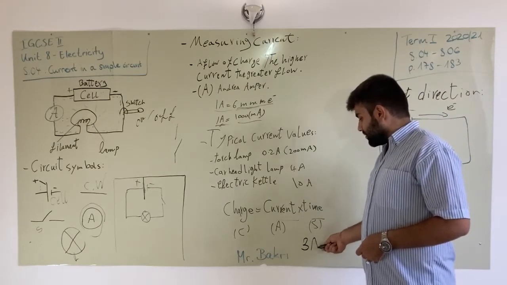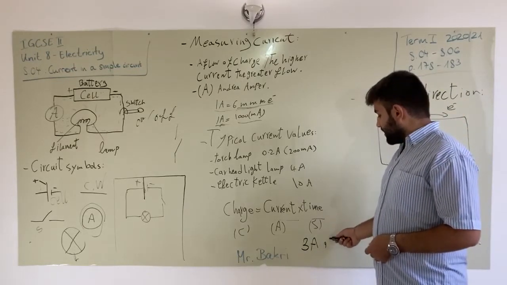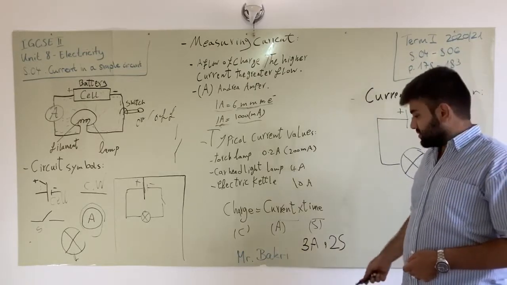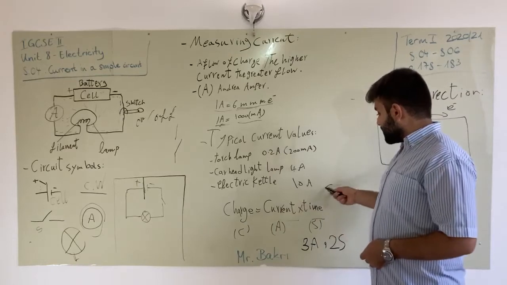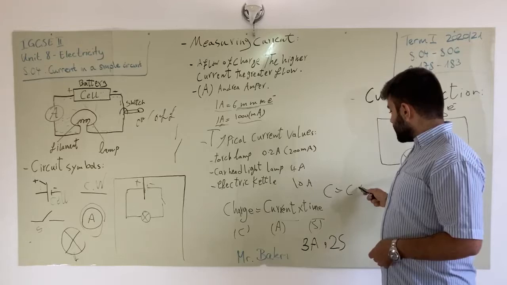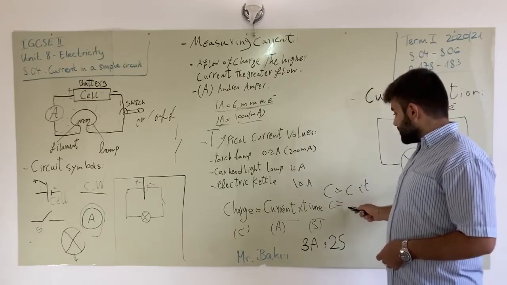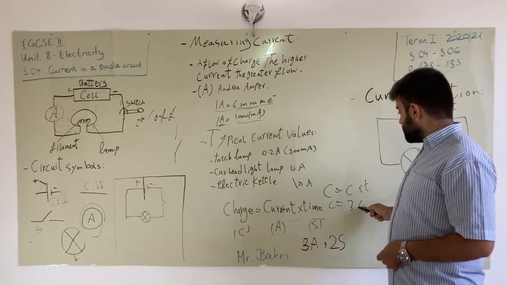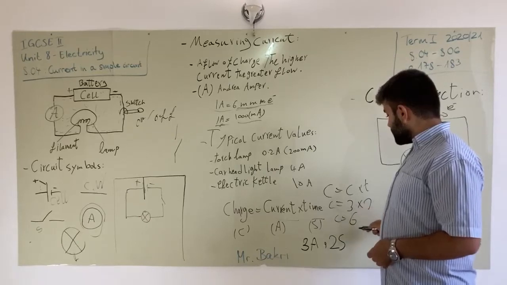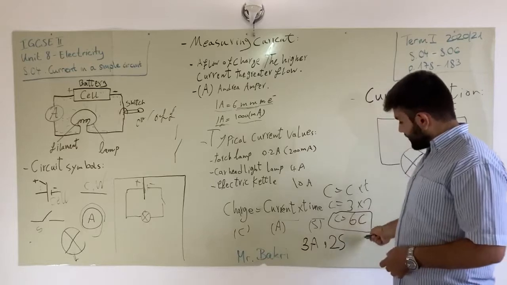So a simple example: if we have 3 ampere, current, passing for 2 seconds, how much is the charge? As we learned with the law, charge is current times time. So charge is 3 ampere times 2 seconds. Charge is 6 coulomb. Okay? And go on.